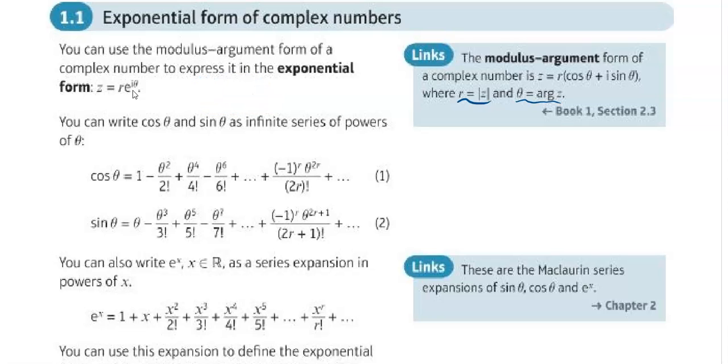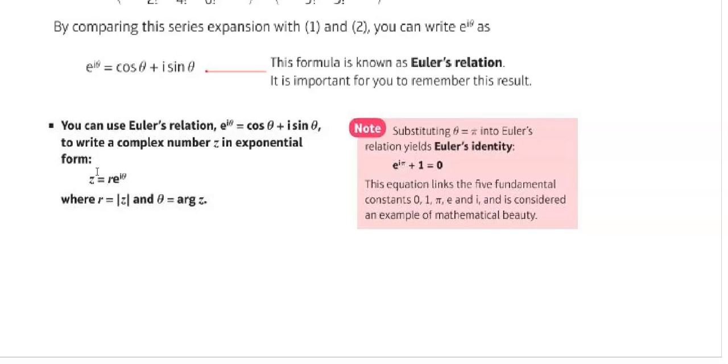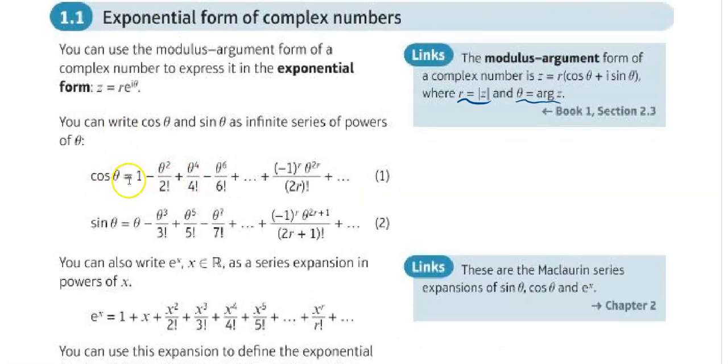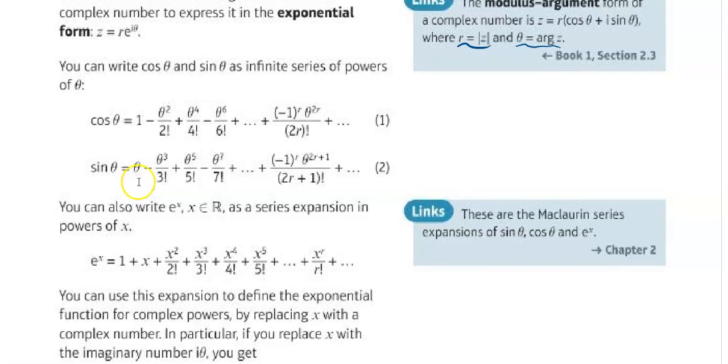Okay, right. So if we skip down here, where we get this from is if you do out your cos theta by Maclaurin's, you get cos theta is equal to 1 minus theta squared over 2 factorial plus theta to the power 4 over 4 factorial minus theta to the power 6 over 6 factorial and so on. Sine theta is equal to theta minus theta cubed over 3 factorial plus theta to the power 5 over 5 factorial minus theta to the power 7 over 7 factorial.